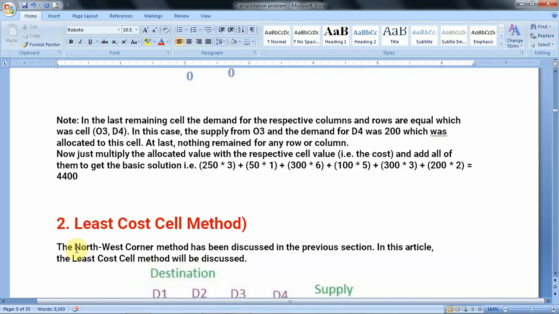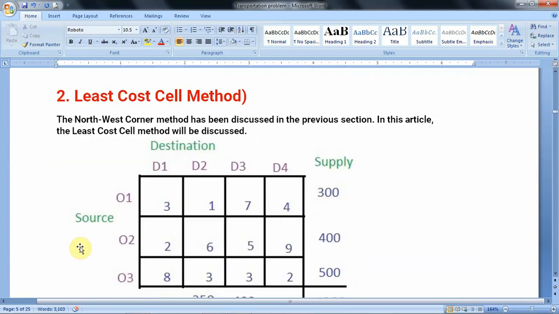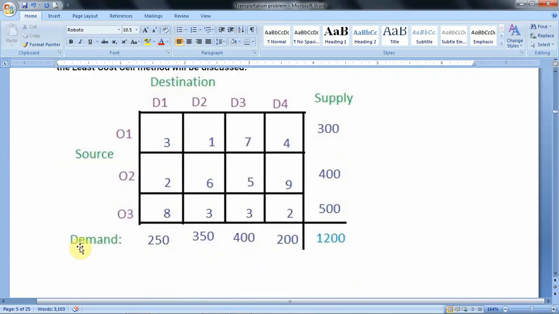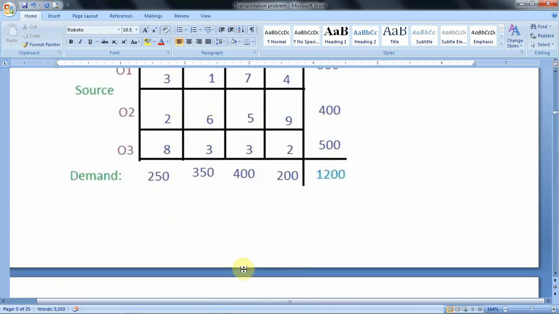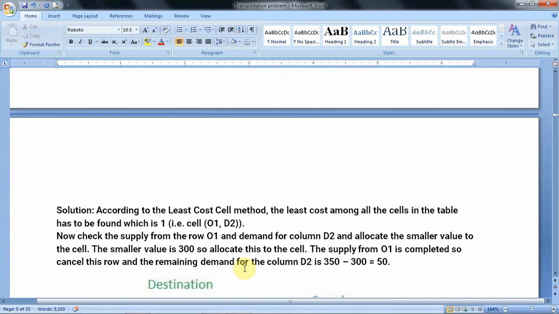Okay, now we go to the next method, that is the least cost cell method or matrix minima method. The northwest corner method has been discussed in the previous one. In this article, the least cost cell method will be discussed for the same problem. So here also the same problem. The total supply is 1200 units and the total demand is also 1200 units. So this is a balanced transportation problem.